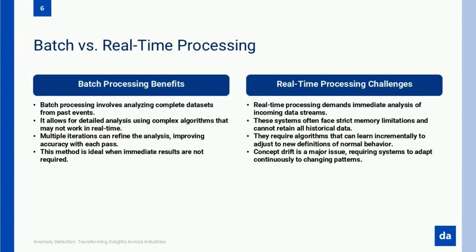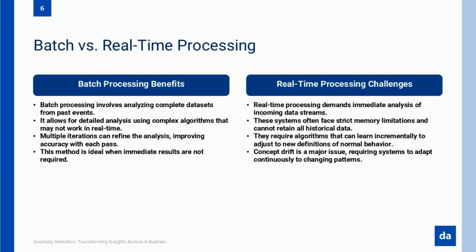Stream processing frameworks provide the infrastructure backbone for real-time anomaly detection. Technologies like Apache Kafka and Apache Flink enable continuous analysis of data streams, processing each observation as it arrives rather than waiting to batch them together. These frameworks handle the complex plumbing of data movement, allowing detection algorithms to focus solely on identifying anomalies.